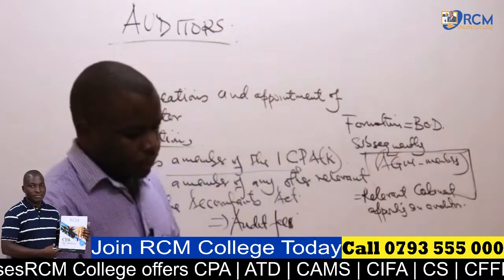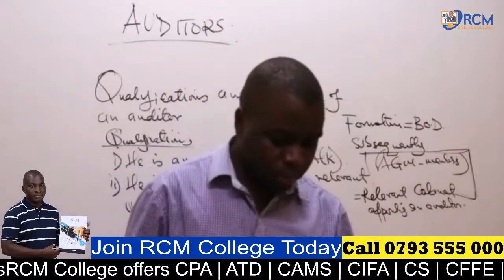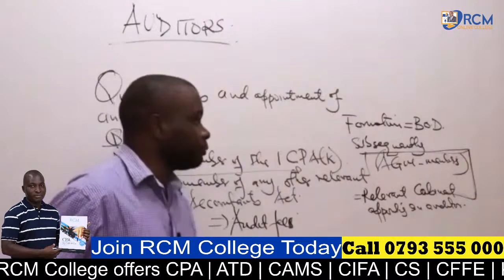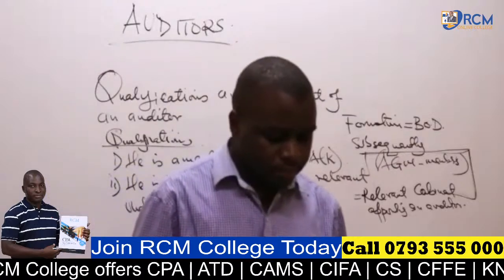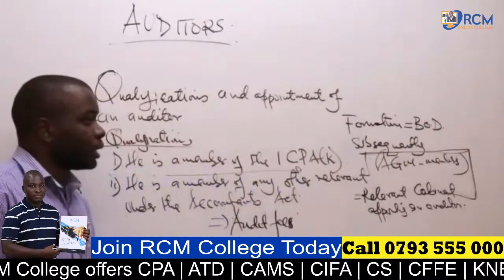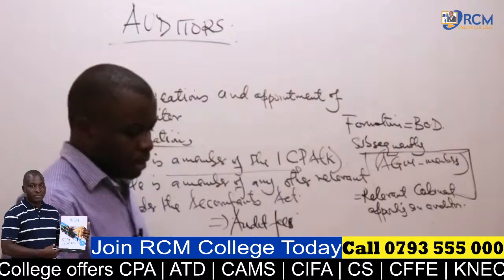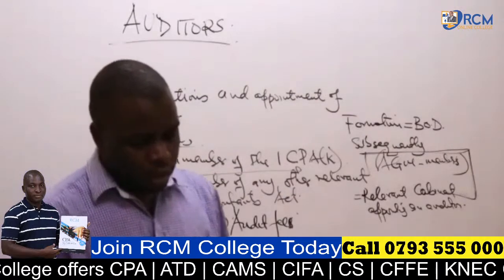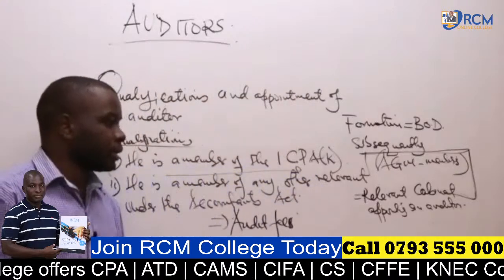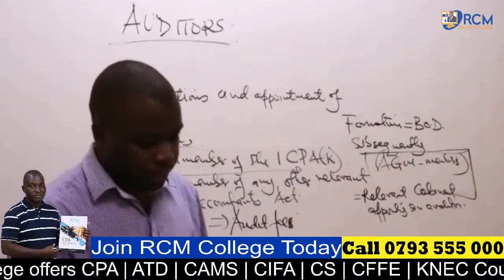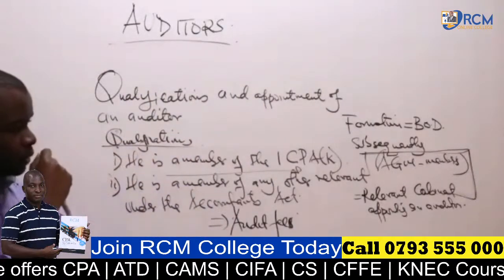Then you can talk about this: if the directors fail to appoint the first auditor, the company can make an application to the relevant cabinet secretary to appoint an auditor of the company, to appoint one.